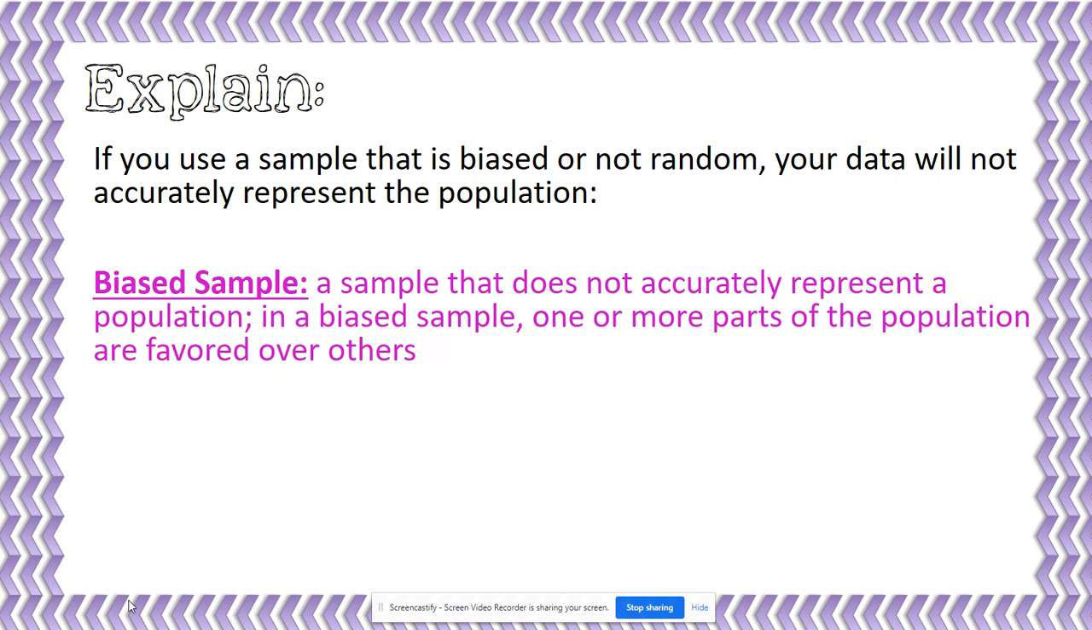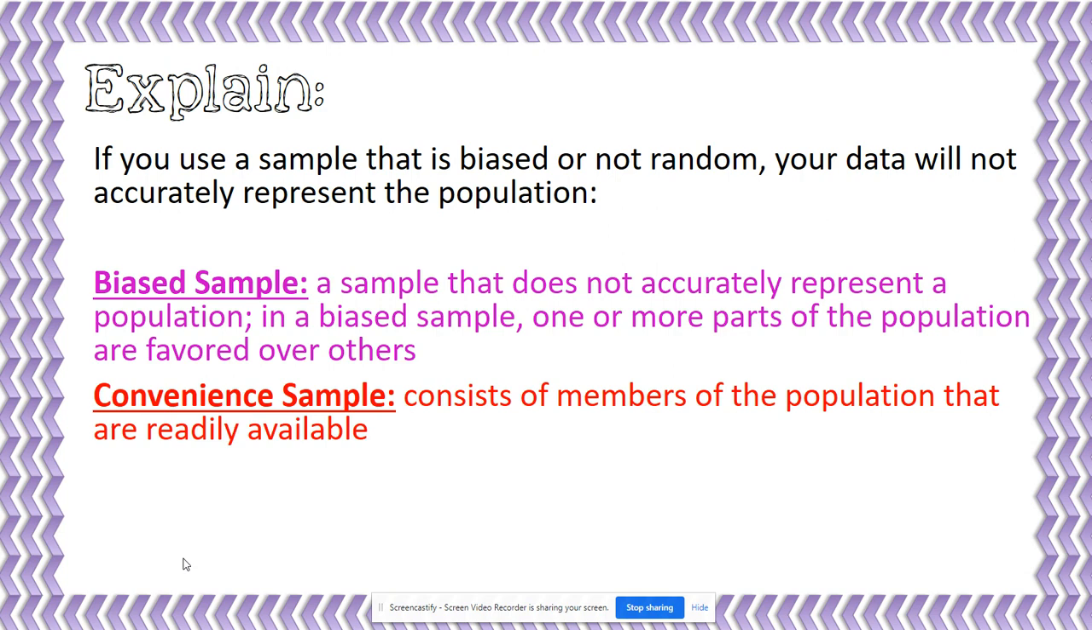A biased sample may be something as simple as asking all of the football team members if they think that more money should be donated to sports. Well, people on the football team play sports, and they likely want more money to be donated to sports. However, they do not necessarily represent everybody at a school. So that would be a biased sample.